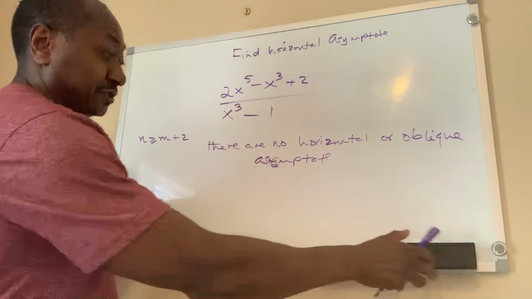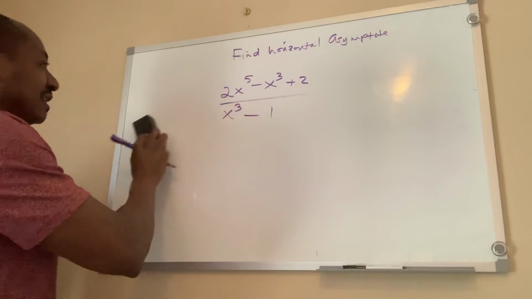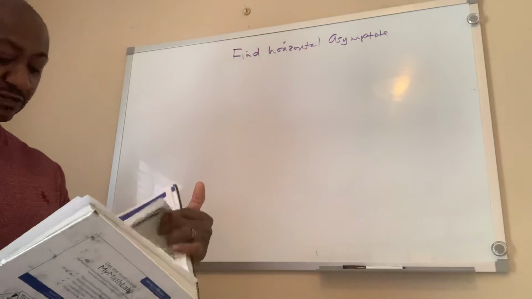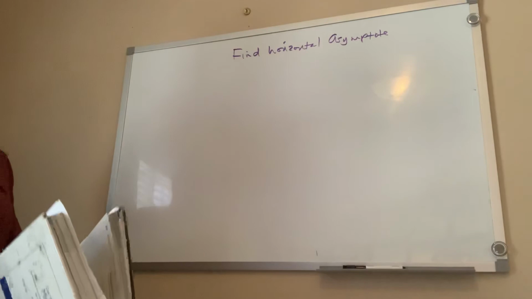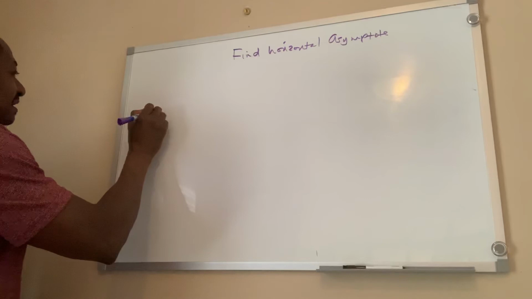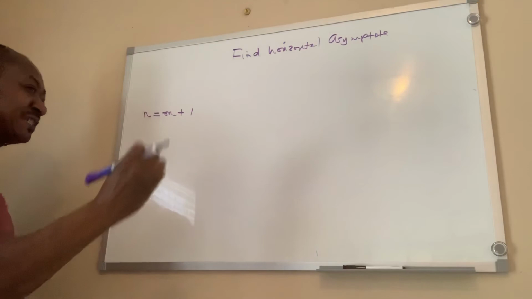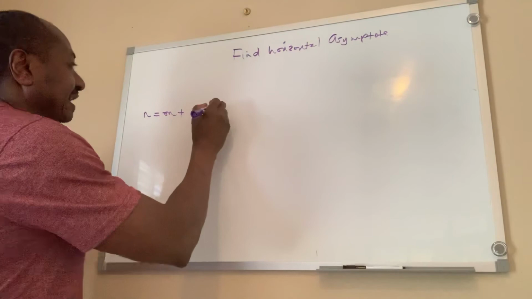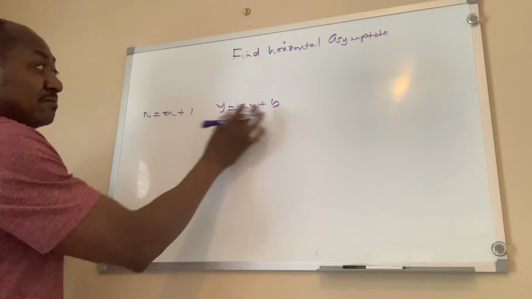Now let's look at the condition where we're looking at n equal to m plus 1, meaning that the degree of the numerator is 1 more than the degree of the denominator. This is where you have an oblique asymptote. And we said the oblique asymptote is the line y equals ax plus b. And this you get from doing the division, by using long division, okay?